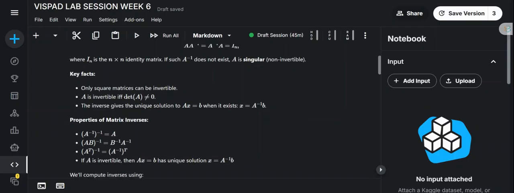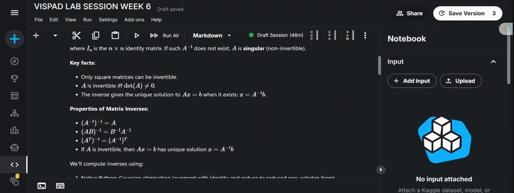Also, the relevance of the inverse of a matrix can be seen when you want to solve a system of linear equations of the most common form Ax equals b. I'm sure we are familiar with this form of a system of linear equations.